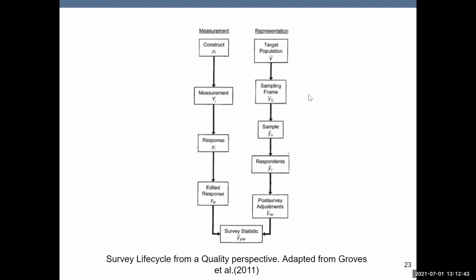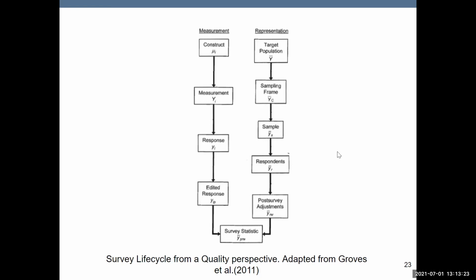So you have the construct in the measurement part on the left side. The construct is defined, the measurement in terms of the items is designed, the responses are collected in the correct way, and then the responses are cleaned. On the representation side, we define the target population, we define a sampling frame, then we sample from that frame, and then we hope that all of our samplees actually respond to our request for answers. And afterwards, we can do survey adjustments, for example, reweighting or post-stratification adjustments. And we arrive at a survey statistic, which could, for example, be the approval of Donald Trump in the US.